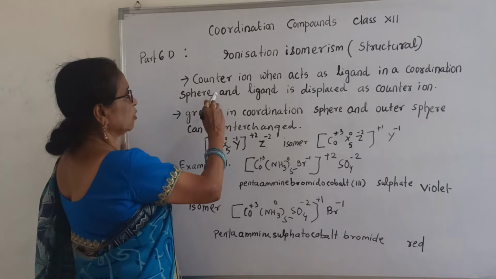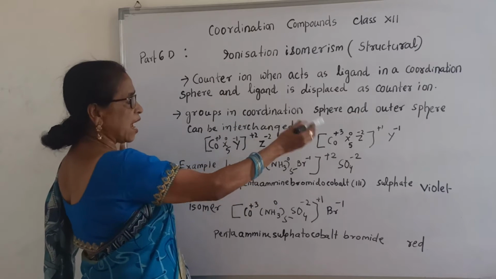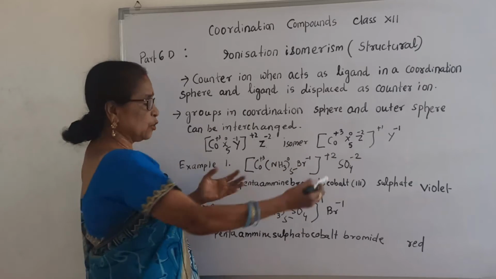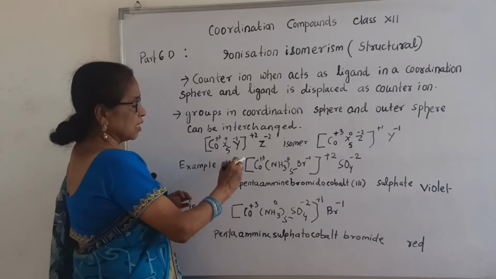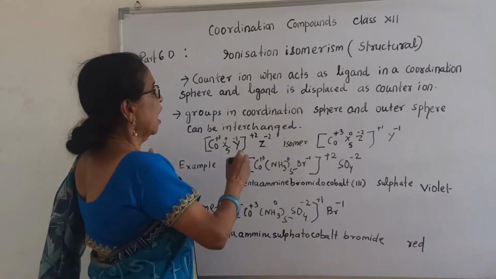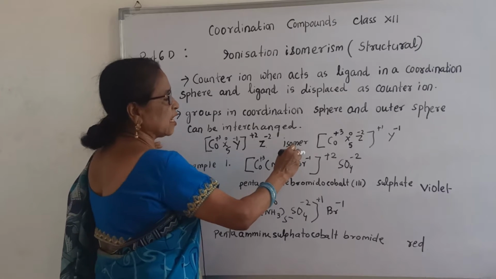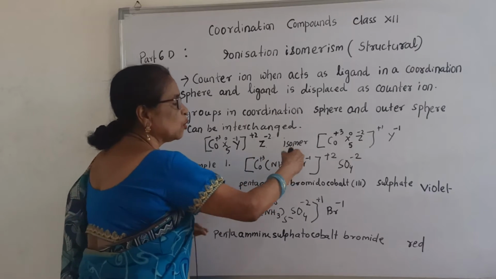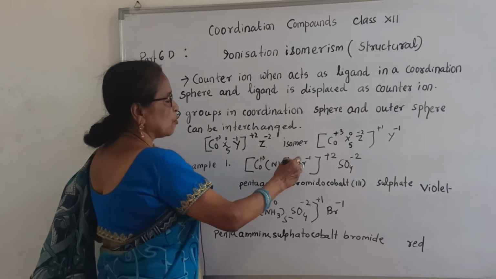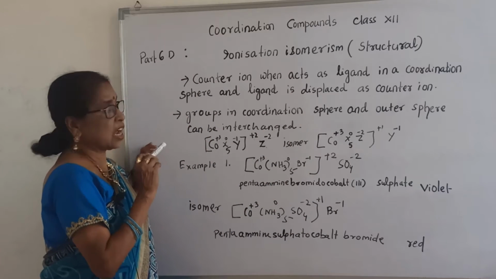Now in ionization isomerism, we find the counter ion acting as a ligand. Suppose the sulfate acts as a ligand, it should not remain outside. It should come inside the coordination sphere. The square bracket is called the coordination sphere. Now one ligand in the coordination sphere acts as a counter ion, which is why it goes to the outer side. That means sulfate will come inside the coordination sphere, and bromide will go outside and act as a counter ion. This is called ionization isomerism.